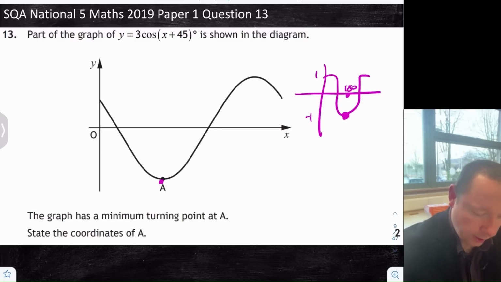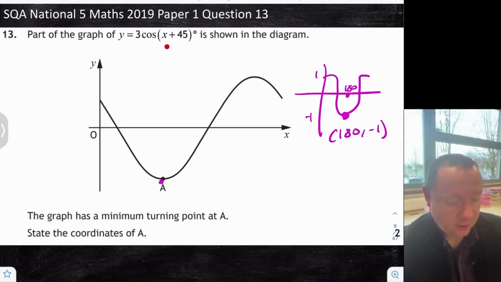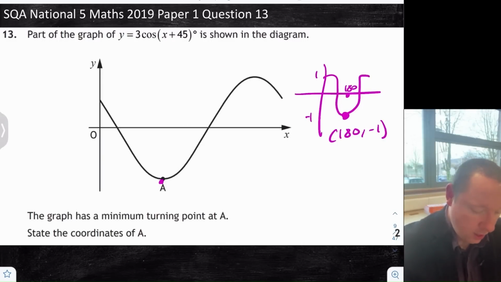It's usually along 180 and down minus 1. But this has been shifted to the left by 45 degrees. So 180 minus 45 will give me my first number, which is 135. And instead of it being minus 1, well, the amplitude is 3, so it's going to be minus 3 for our second mark.